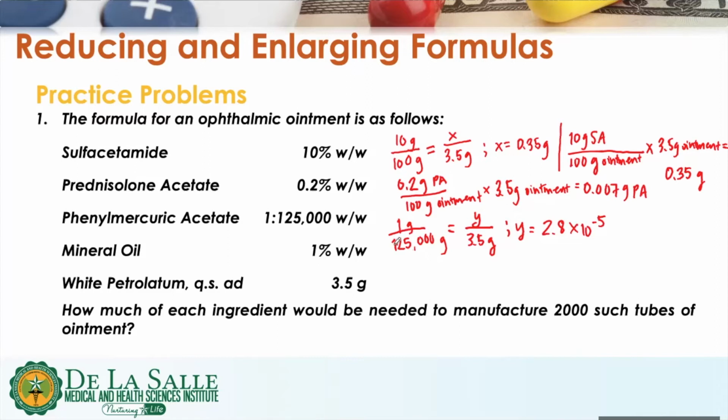Now, the mineral oil is present as 1% weight in weight. So 1% means 1 gram in 100 grams. We'll do dimensional analysis again.